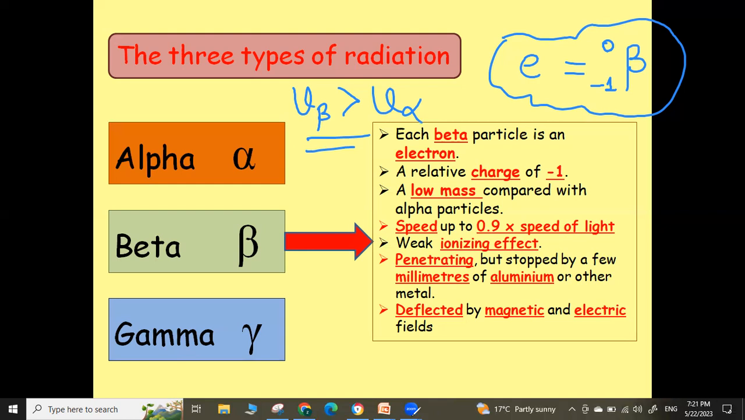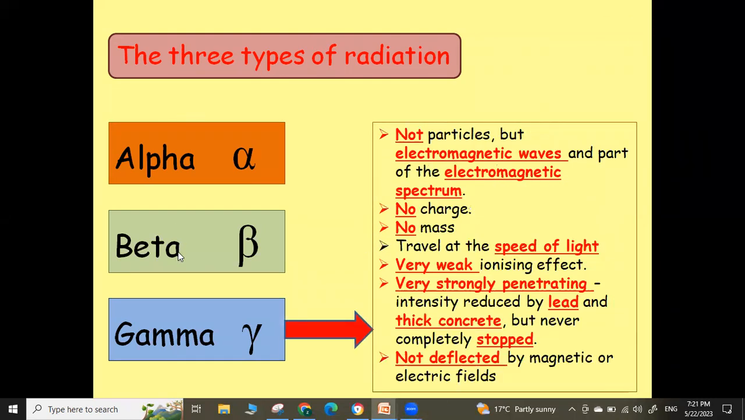So these are the properties of beta particles. Now let's continue. The next one and last one is going to be gamma rays. If we look at gamma rays, they are not particles, but electromagnetic waves and part of the electromagnetic spectrum. They are just electromagnetic waves, and they will be in the electromagnetic waves spectrum.